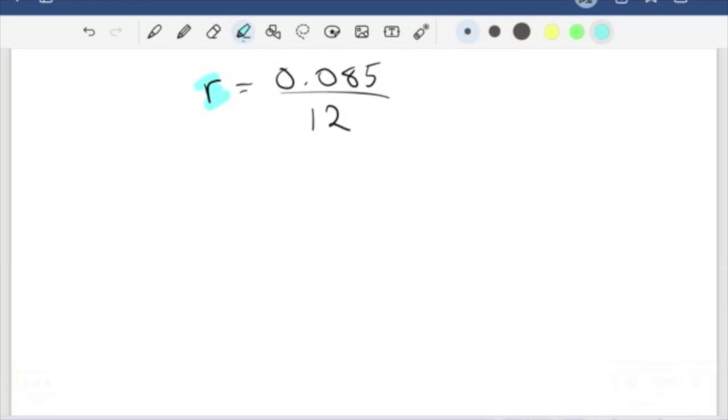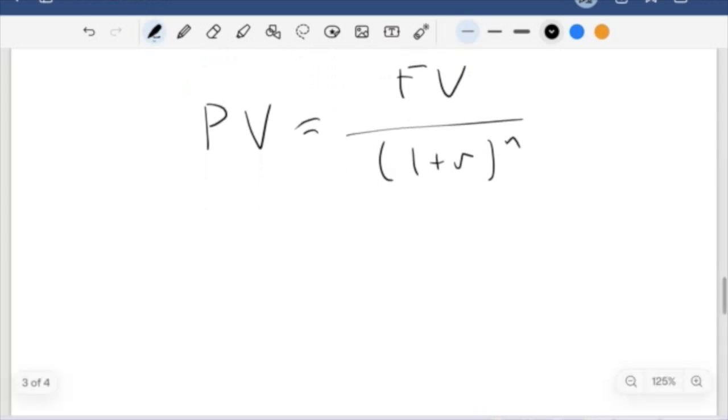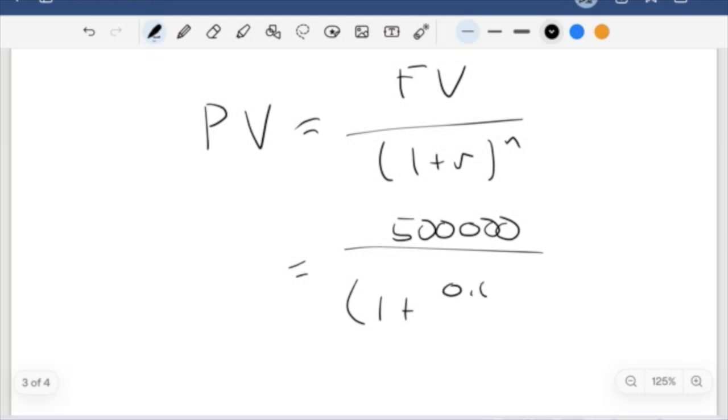Okay, so we're trying to find the present value this time. So I can just write this in the rearranged form I came up with earlier. Our present value equals our future value divided by 1 plus the rate to the power of n. And I'm going to put everything in here. So our future value is 500,000. And my rate, I'm going to put the new one, so 0.085 divided by 12. And my new n, I said, was 96.